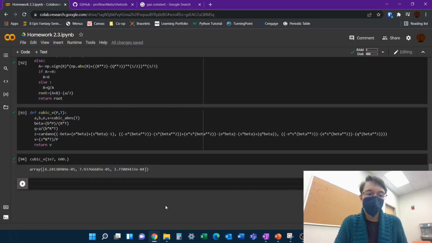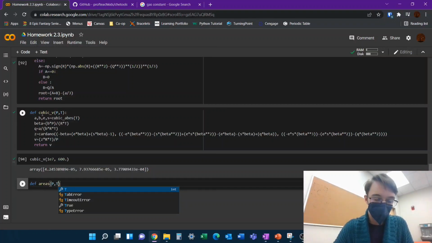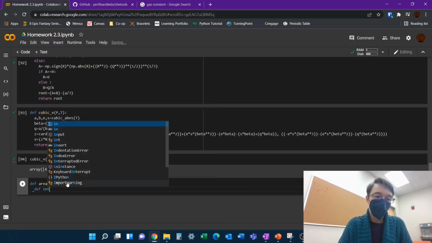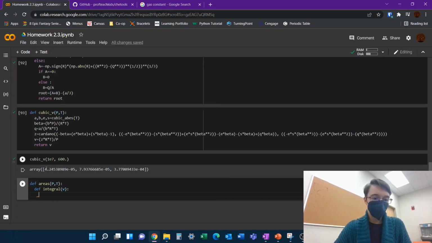Alright, so next we're going to want to start defining our function to calculate the integrals, or to calculate the areas. We'll call this function areas, and we're going to want to input the pressure and the temperature, because we're going to need to call this cubic V function, and that needs a pressure and temperature as input. Then within this function we're going to find our integral. For our integral, we're just going to need to input a volume, because we're going to input the roots from this equation. But first we need to define what the integral is.